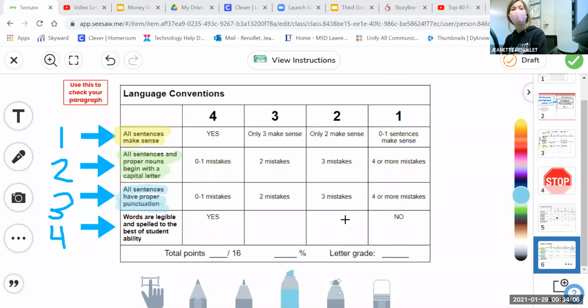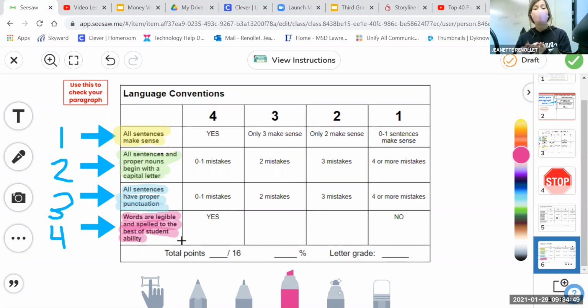Our fourth thing that we are editing today is words are legible and spelled to the best of student ability. That means I'm looking for the best spelling. That doesn't mean it has to be perfect. It means I have to know what the word is. If I'm reading your writing and I don't know what word you're spelling, I can't understand your letter. I can't understand your writing and I can't give you a good grade. But if I can understand what the word is, even if you misspell it, that's okay.